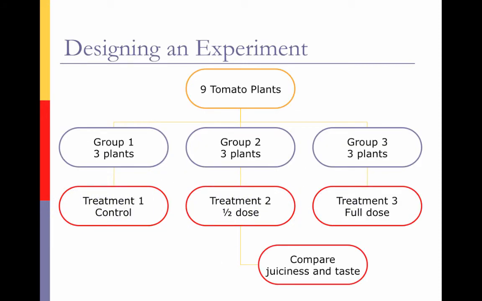Here's an example of the diagram. So we have our 9 tomato plants that we're going to randomly assign to 3 different groups. When you are explaining the experiment, you will have to explain how you would do the random allocation. Then we have 3 different treatment groups, and then we would compare. There should be lines going here to here, but I couldn't make it do that, sorry.